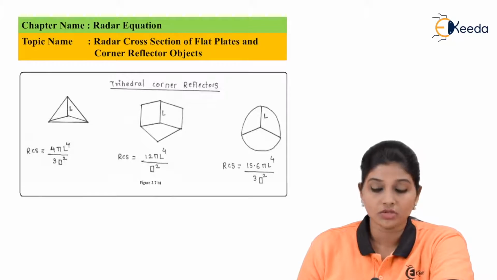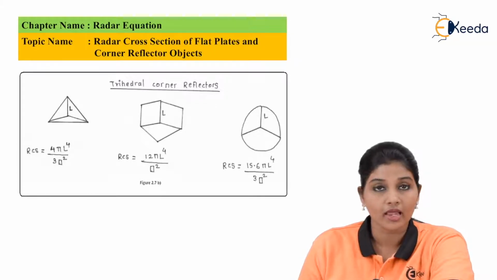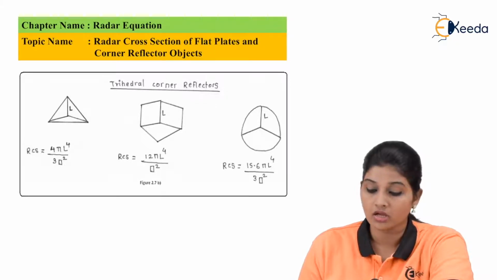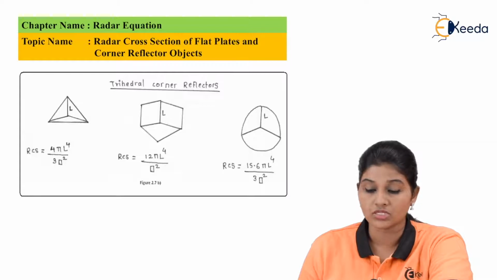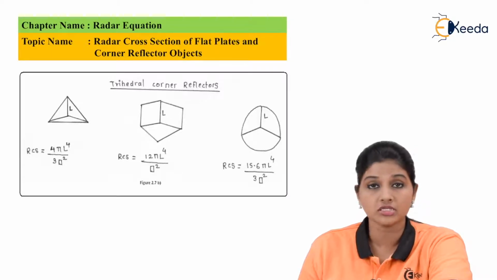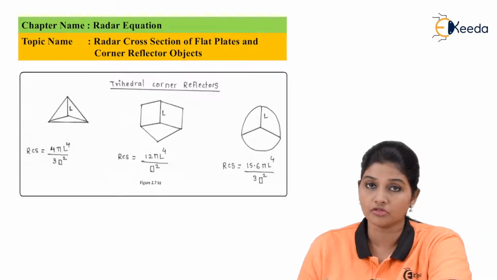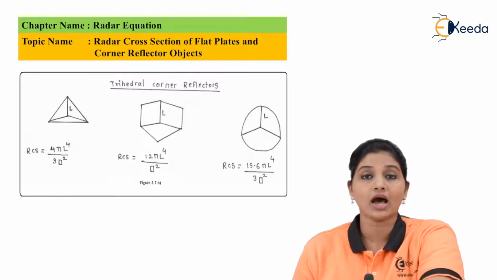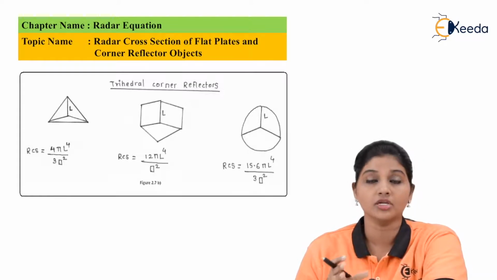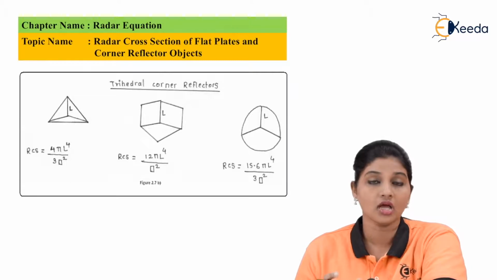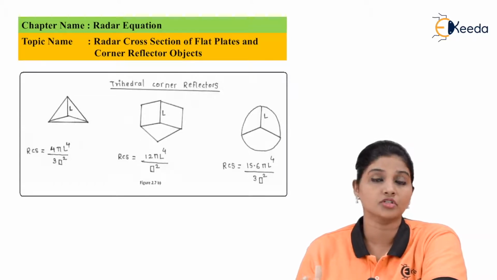So the first value is RCS is equal to 4 pi L raised to 4 upon 3 pi square. The second value is RCS is equal to 12 pi L raised to 4 upon pi square, and the third value is RCS is equal to 15.6 pi L raised to 4 upon 3 pi square. So in this way, the RCS of the complex object can be divided into small objects and we can find out the RCS for the defined object. Now let's move on to the MCQs.